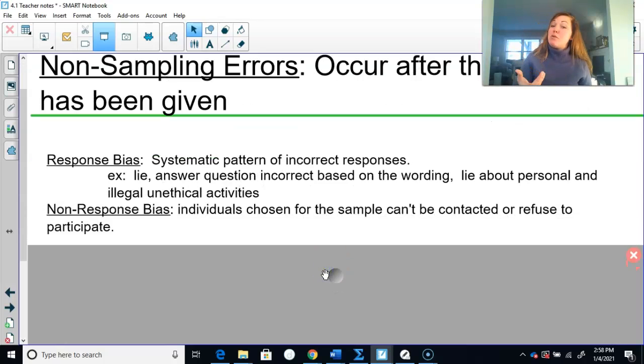Non-response bias is when individuals chosen for the sample can't be contacted or just refuse to participate. Someone knocks at your door, calls you on the phone, wants you to participate in a survey, and you say no. That's just called non-response bias. We're leaving out some people, but because of this non-response bias, they don't want to answer or they don't want to be found.